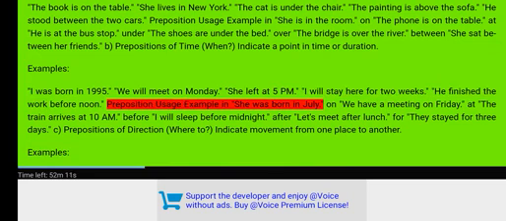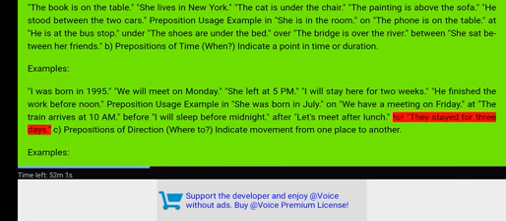Preposition usage. Example: In. She was born in July. On. We have a meeting on Friday. At. The train arrives at 10 a.m. Before. I will sleep before midnight. After. Let's meet after lunch. For. They stayed for 3 days.